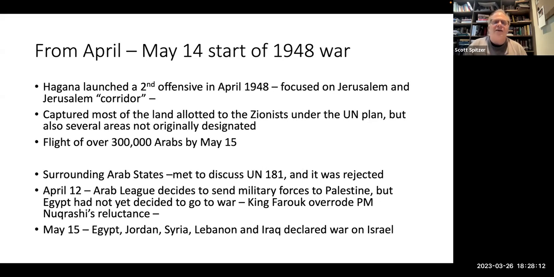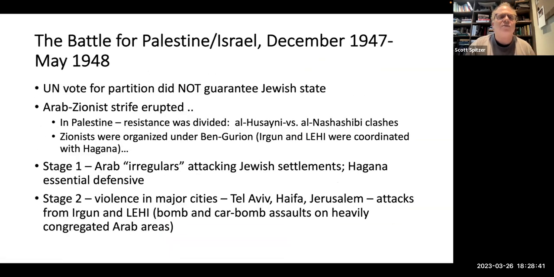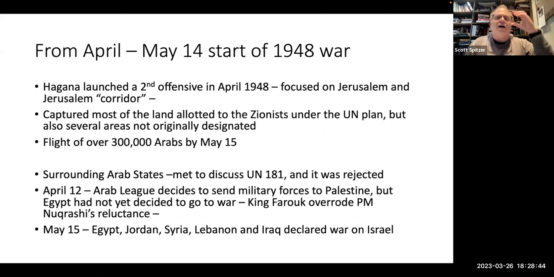And that's focused on a Jerusalem corridor. Let me go back for a minute. I want to show you why. You see this area here? This is very narrow. There's not a lot of room, right? So what Irgun says is, strategically, from a military perspective, unless we widen this corridor and get more control of these roads, we're going to lose this impending war. So that's what they're doing here. And they capture most of the land that they got under the UN plan, but they also add to that.